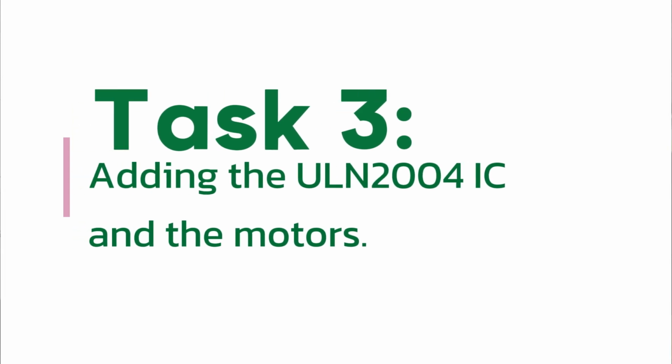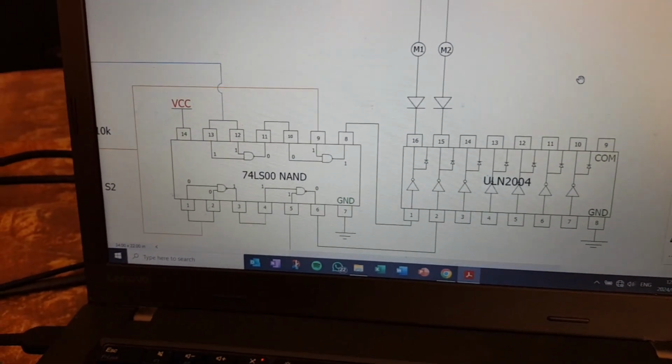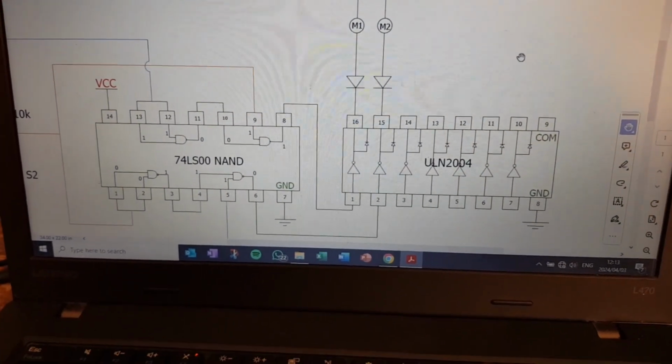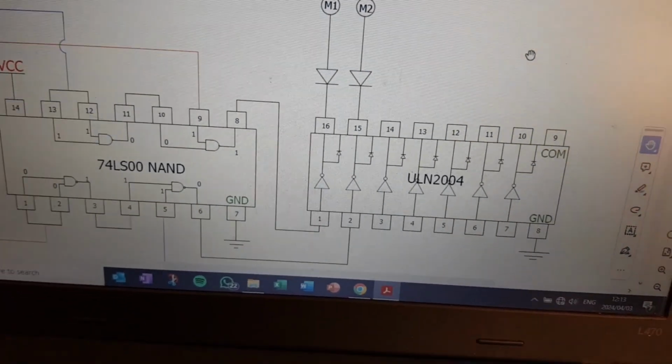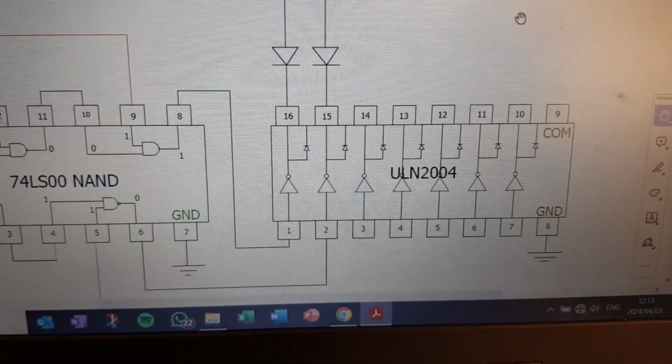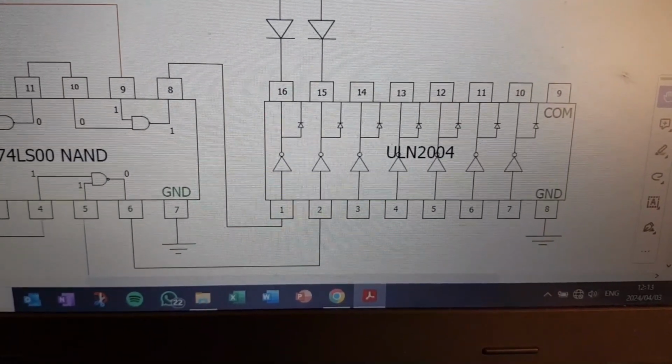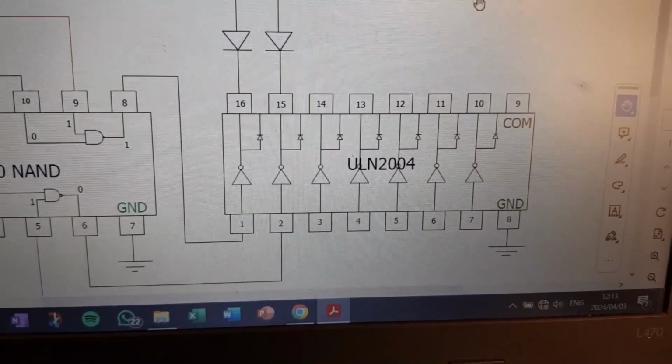For task 3, we now connect the Darlington transistor, 2 diodes, as well as the 2 motors into our circuit. We will see that the quad NAND and all of the previous stuff with the sensors all remain the same, as that is now wired up correctly for the logic. We now have pin 8, that is the output for our quad NAND, and pin 6 connected to pin 1 and pin 2 of the Darlington transistor.